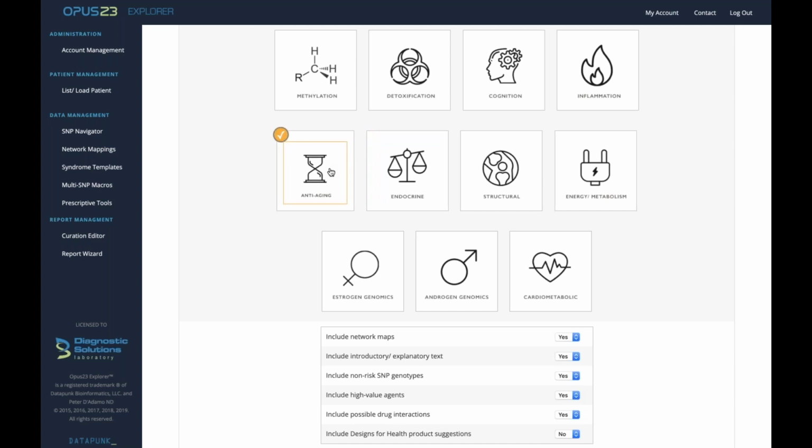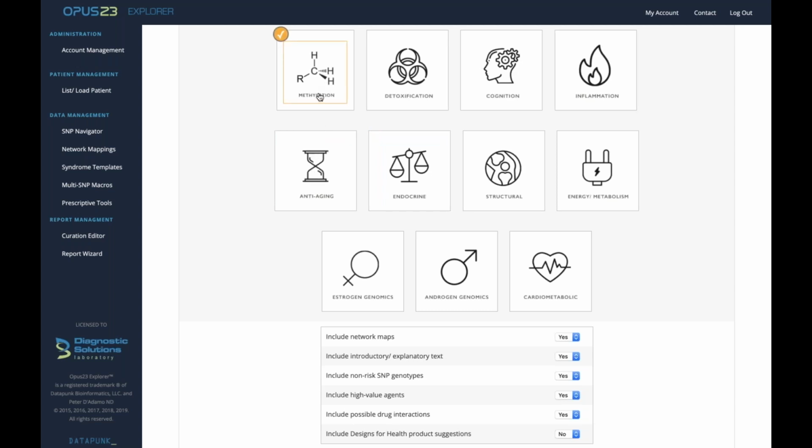Anti-aging might be similar to cognition, but we're looking at different things like antioxidants here. Obviously, methylation is pretty straightforward. We're looking at MTHFR and other algorithms and SNPs that coexist with that. One very important thing this has carried over from Opus Pro is that it includes algorithms. So we don't look at single SNPs only. We look at how multiple SNPs together communicate in an epistatic relationship, which is basically the interaction between various genes and gene products, and how that can impact outcome. You will see that in methylation very clearly.